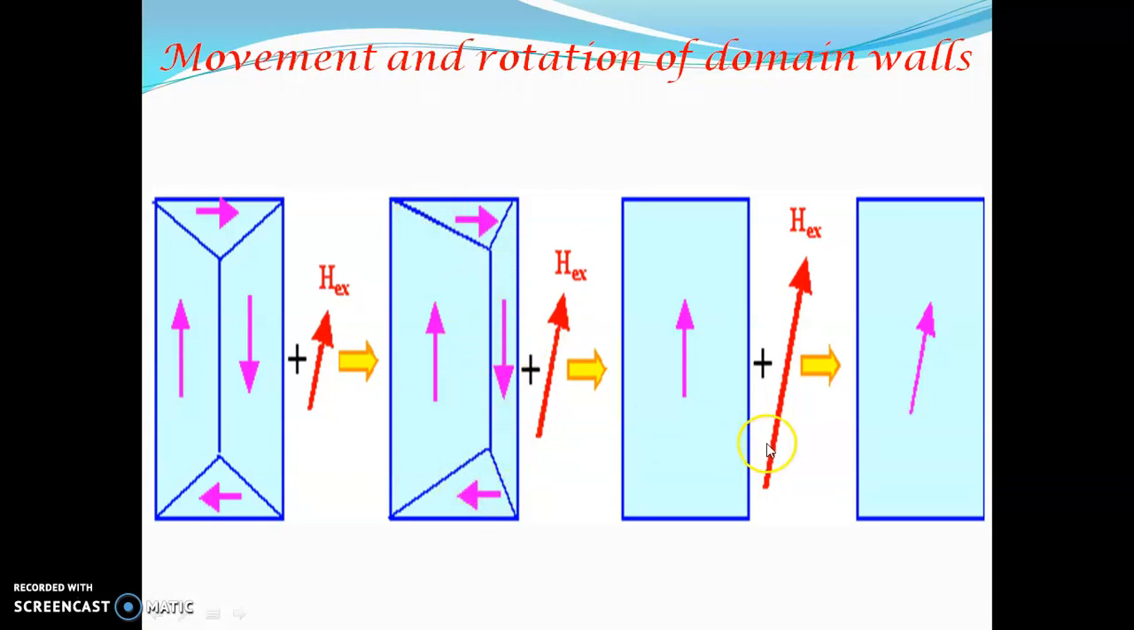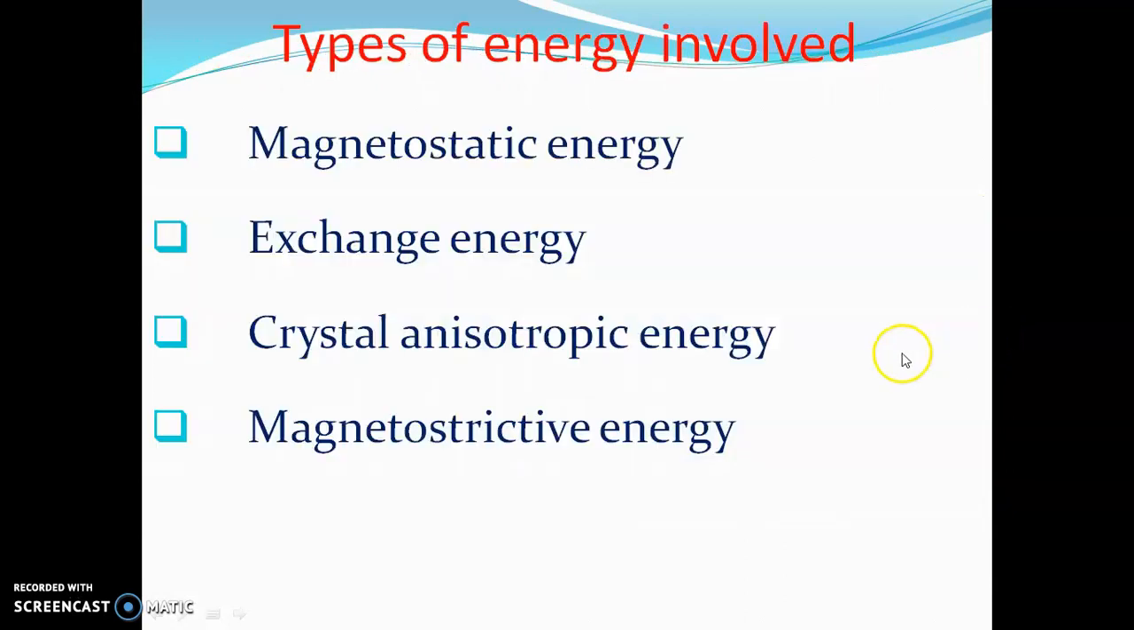When the field is very high, the entire domain is rotated or aligned in the field direction. Okay, so next one, the energies involved in the magnetization process are magnetostatic energy, exchange energy, crystal anisotropic energy, and magnetostrictive energy. Now we are going to discuss these energies one by one.